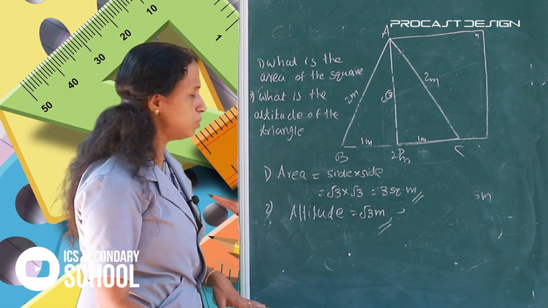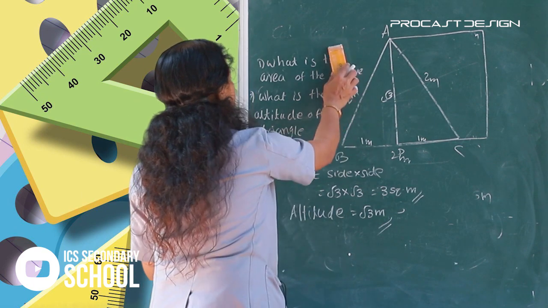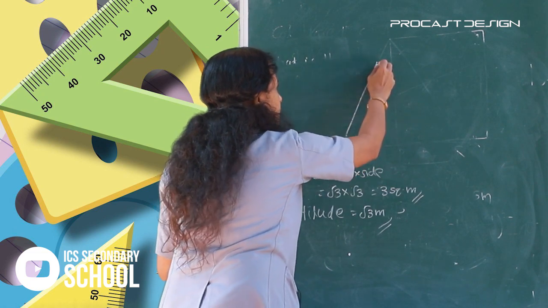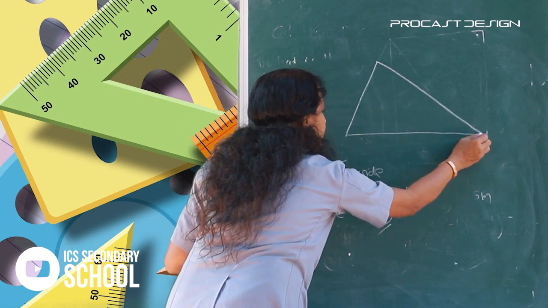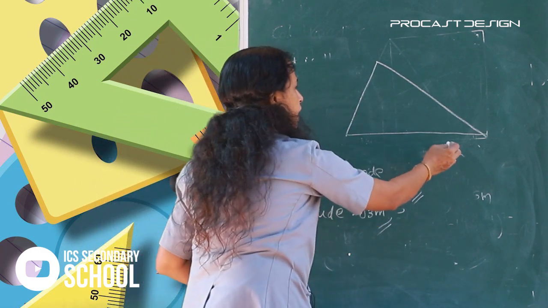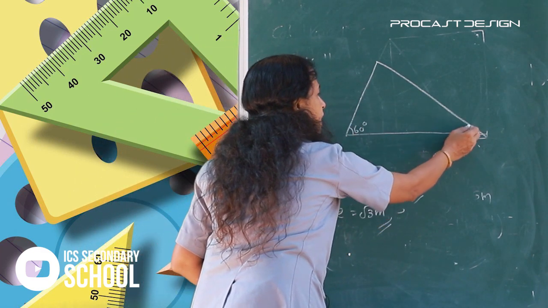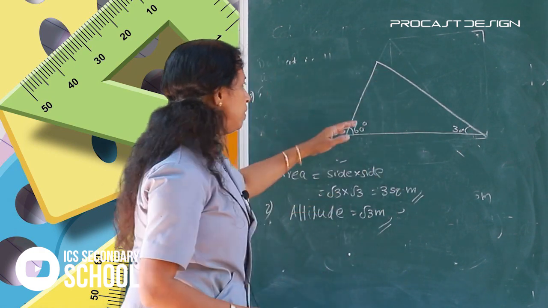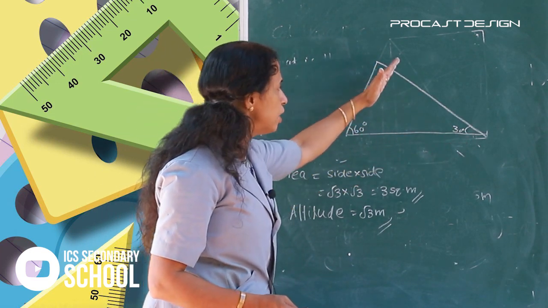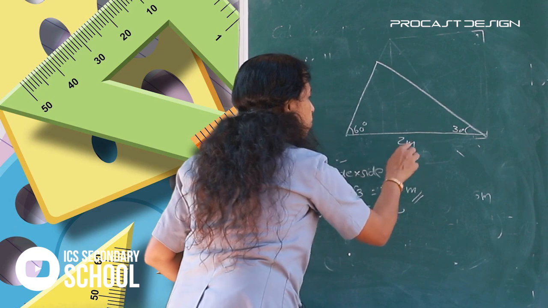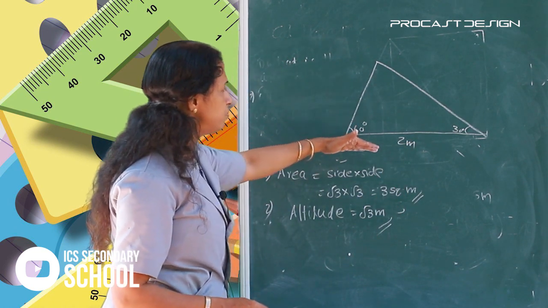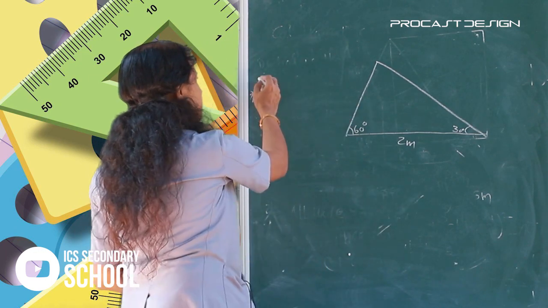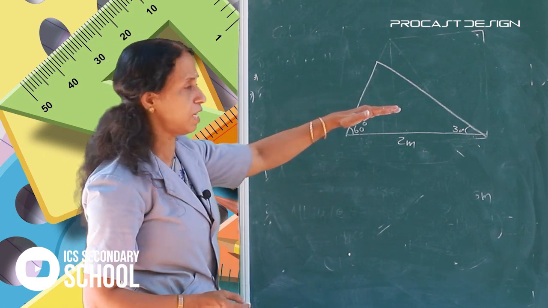What are the lengths of the other two sides of the triangle? Look at another question. This is half of an equilateral triangle. This angle is 60 degree and this angle is 30 degree. What is the other angle? This side is 2 meter, given. That is the third sub question: what are the other two sides of the triangle?